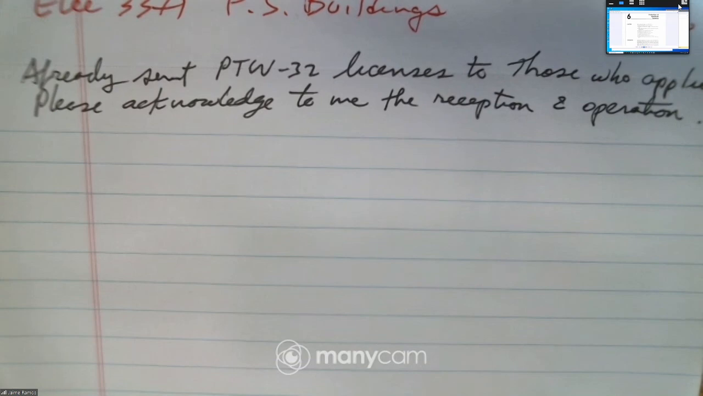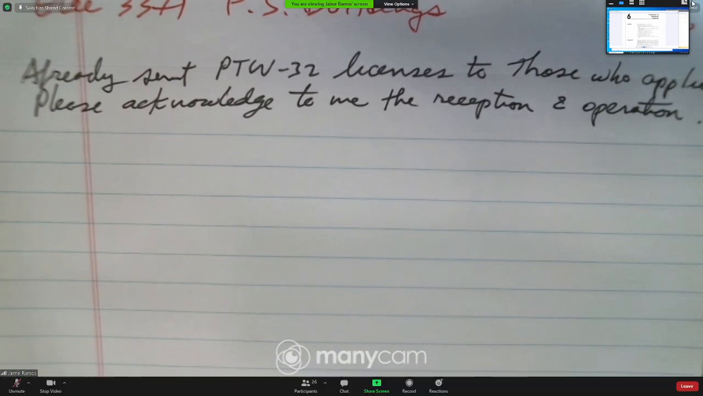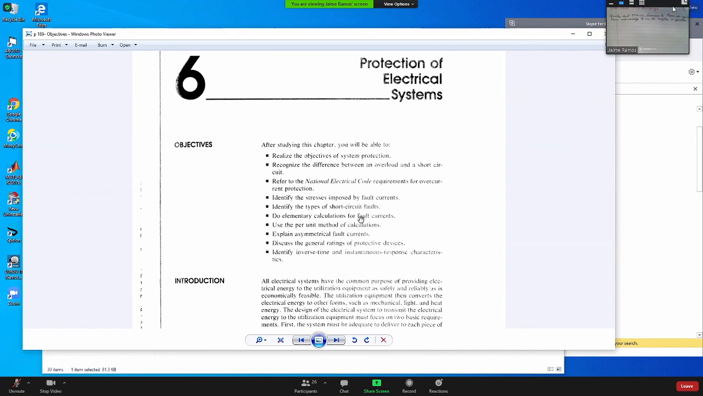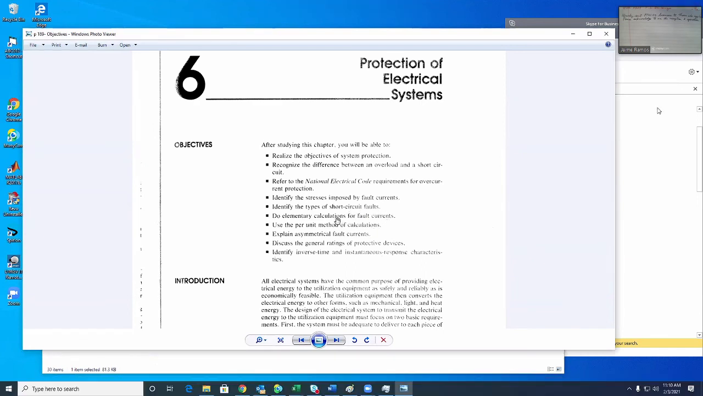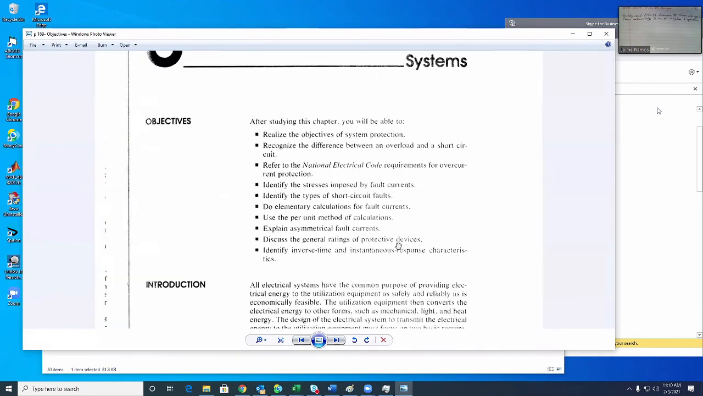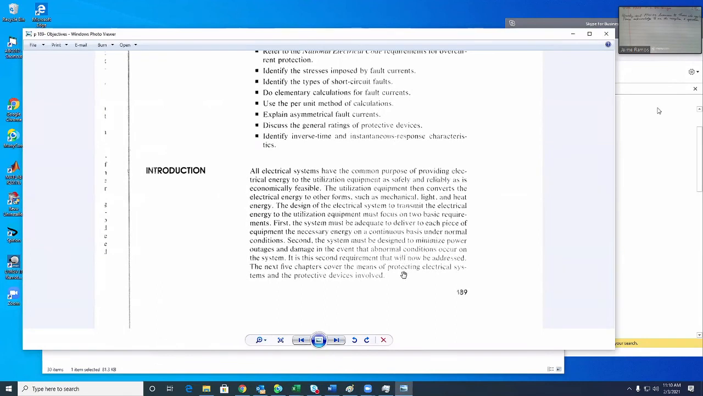Realize the objective of system protection, the difference between overload and short circuit, National Electric Code requirements, identify stresses, fault currents, short circuit currents, do elementary calculation of fault currents, per unit method. So this is new, per unit method, asymmetrical currents, ratings of protective devices, inverse time and instantaneous response characteristics. Okay.